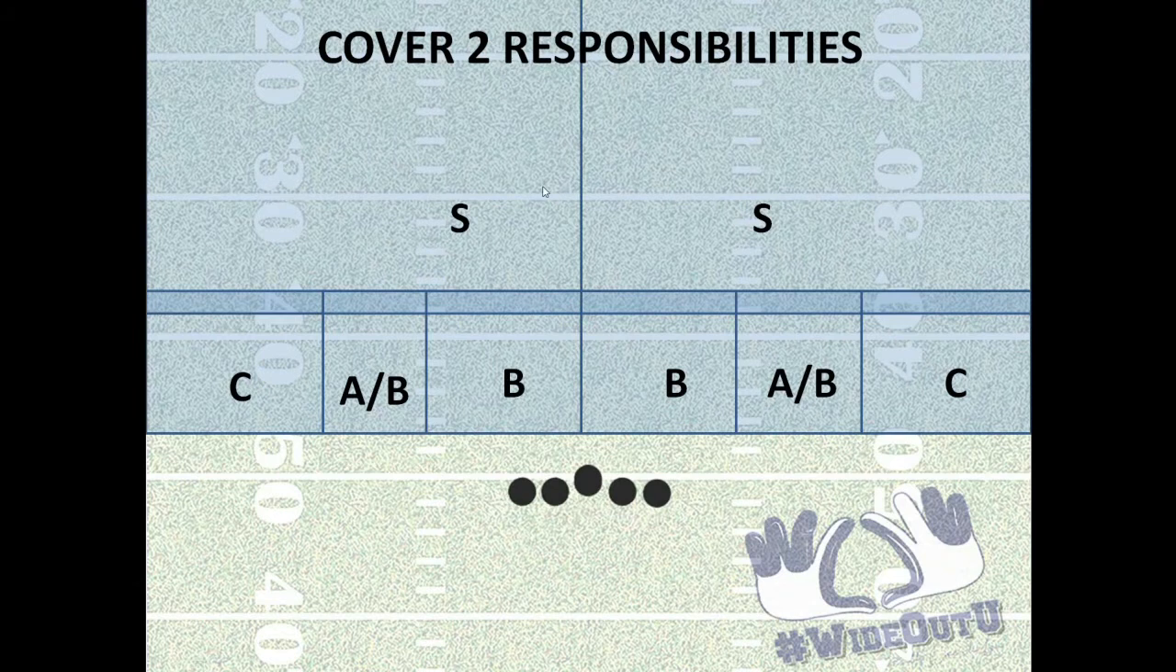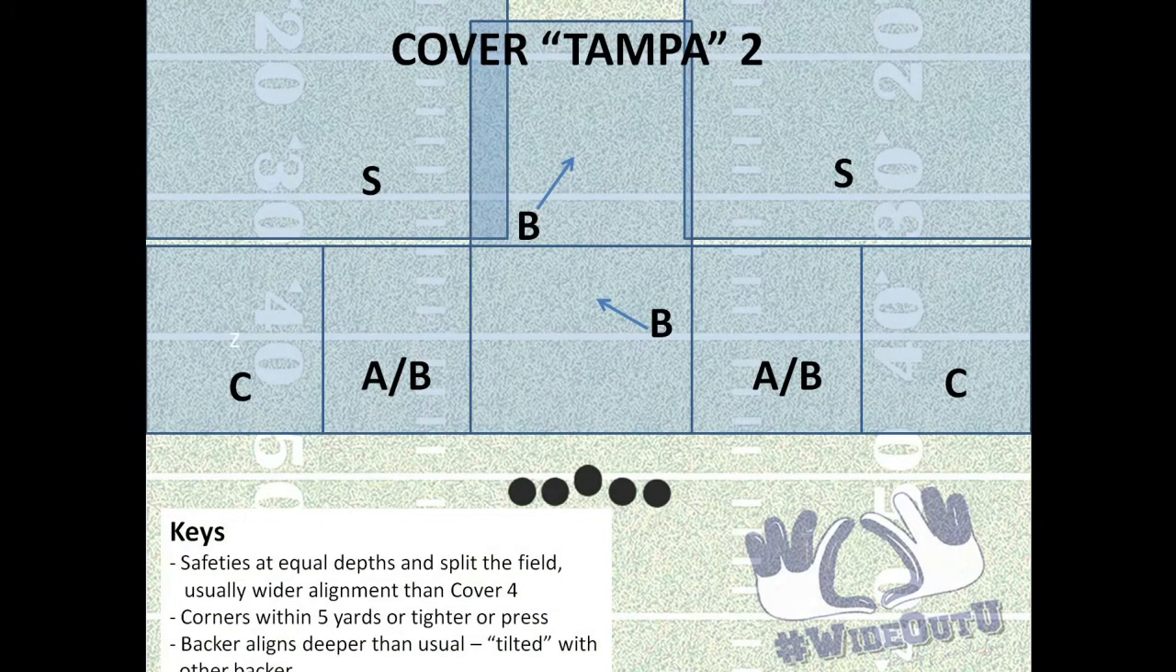Cover 2 Tampa is a little different than cover 2 in that you're going to notice one of the backers, or usually they'll bring in a nickel or another safety, and they'll drop him into the middle. He has deep responsibility, but for the most part, he's going to shut down this middle area of the field right here.